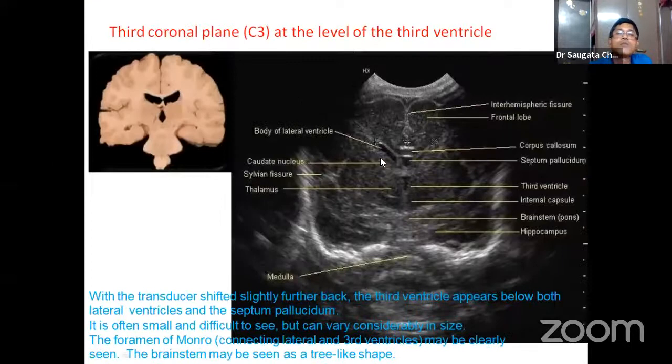This is the plane of the body of the lateral ventricle. You can see the septum pellucidum, and this is the third ventricle. Here is the thalamus, and the corpus callosum is seen.